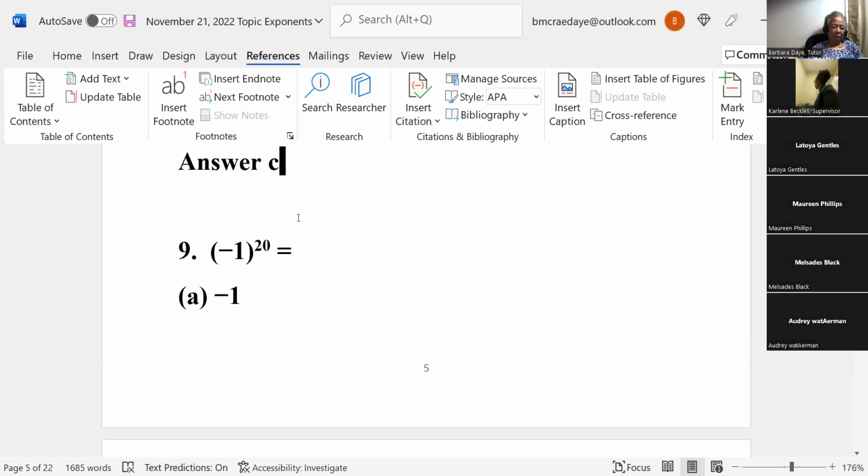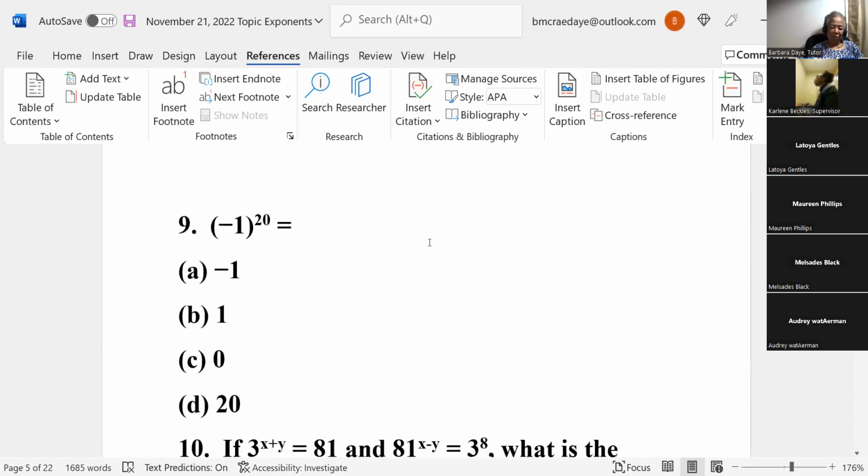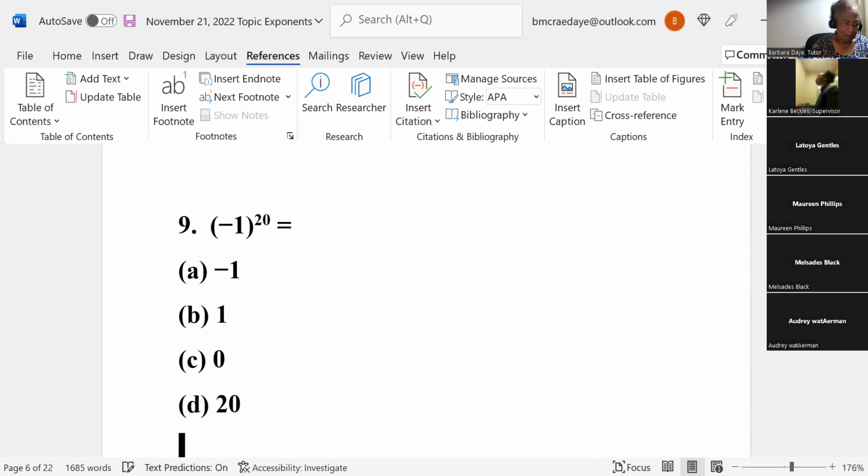Okay. All right, let's look at number 9. Number 9, Maureen, what's the answer for number 9? I got D. How did you get D? I multiply the 1 by the 20. You multiply the minus 1 to the 20th, right? But what does minus 1 to the 20 mean? It means minus 1 by itself 20 times.